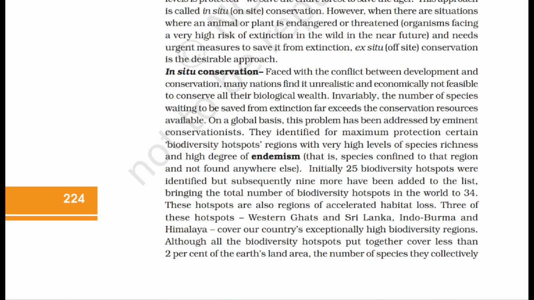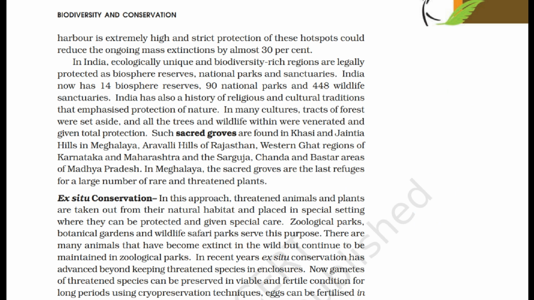Although all the biodiversity hotspots put together cover less than 2% of the Earth's land area, the number of species they collectively harbor is extremely high, and strict protection of these hotspots could reduce the ongoing mass extinctions by almost 30%. In India, ecologically unique and biodiversity-rich regions are legally protected as biosphere reserves, national parks, and sanctuaries. India now has 14 biosphere reserves, 90 national parks, and 448 wildlife sanctuaries.